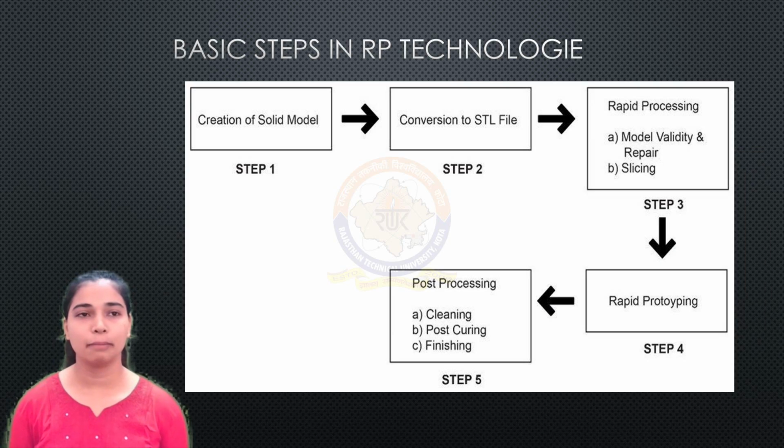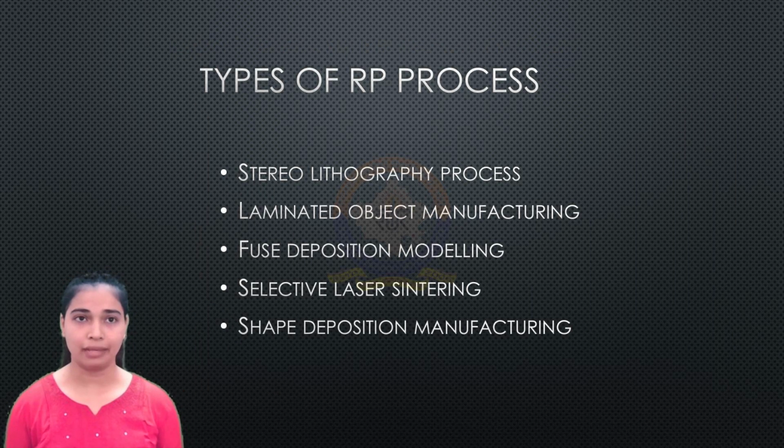Next slide. Basic steps in rapid prototyping involve creation of a solid model, then converting this model to STL file format, slicing the file, then creating the final product. In the last, post-processing is done, which includes cleaning, curing, and finishing. Next slide, please. Types of rapid prototyping technology. There are various RP technologies available. Few of them are stereolithography process, laminated object manufacturing process, fused deposition modeling, selective laser sintering, and shape deposition manufacturing.